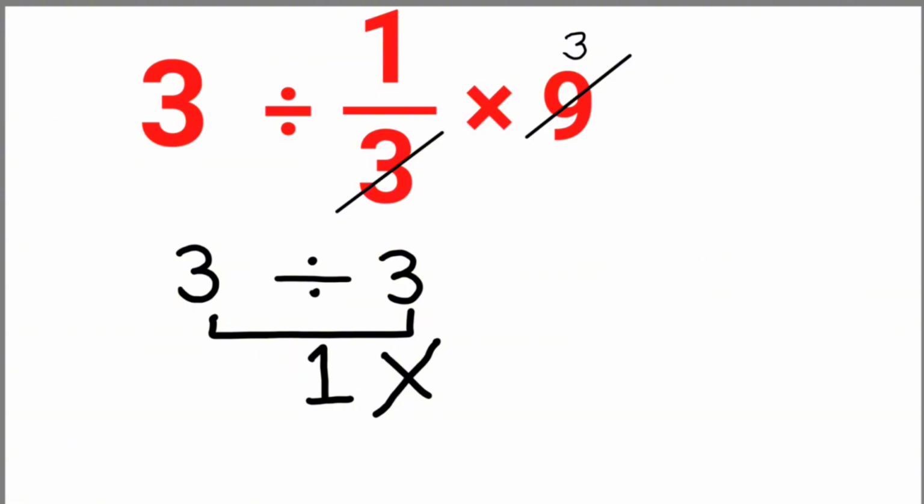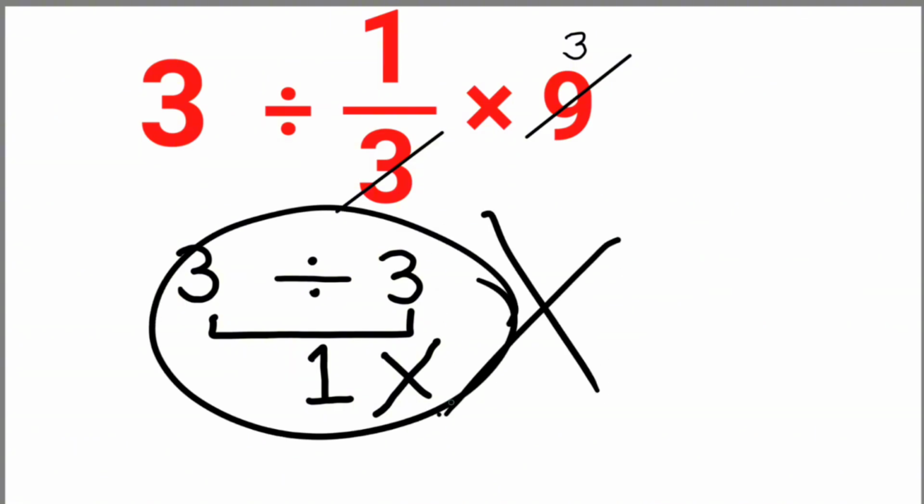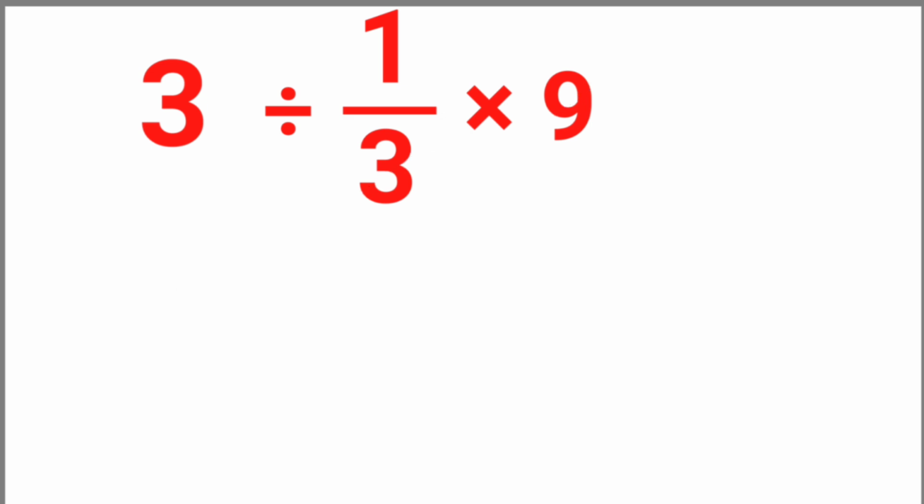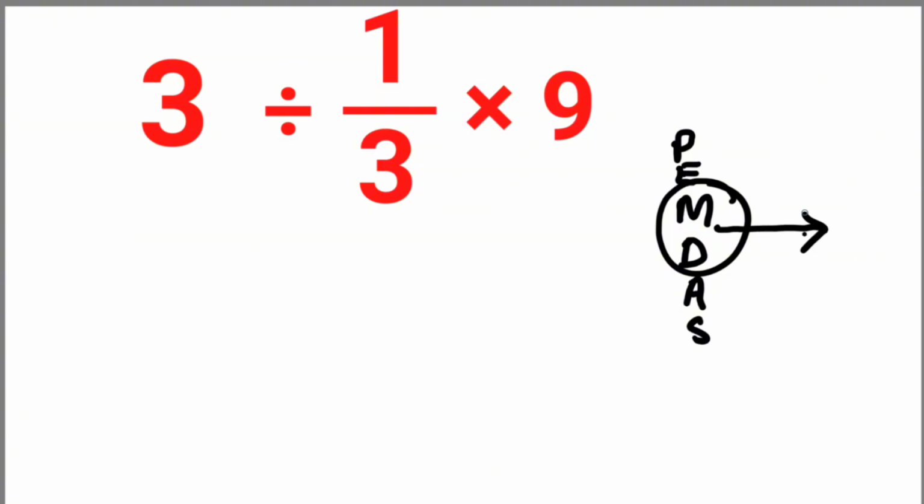But remember that all this is not correct. So I have solved it again according to the correct order of operations, which is given by the PEMDAS or BODMAS or DMAS rule. By this rule, multiplication and division both have the same priority, but DMAS told us that we have to move from left to right.